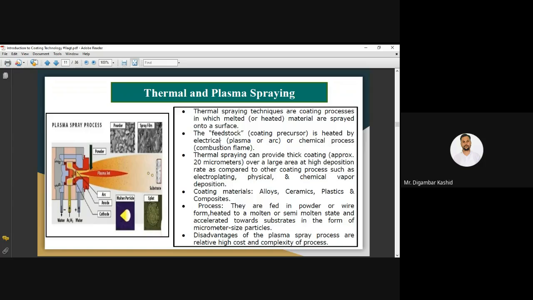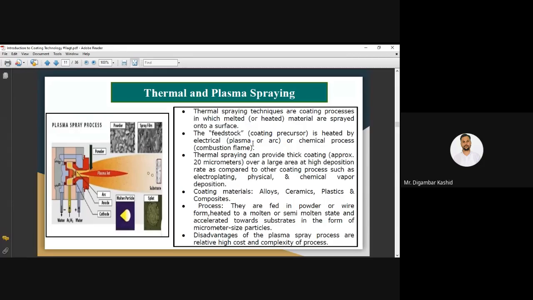Now here there is the feed stock, which is called the coating precursor. Like when we say injection, normally the injection has a liquid in it and then we give it. Like that, the feed stock is called a coating precursor. And that feed stock is normally heated by electrical means, such as a plasma or arc, or by a chemical process like combustion.